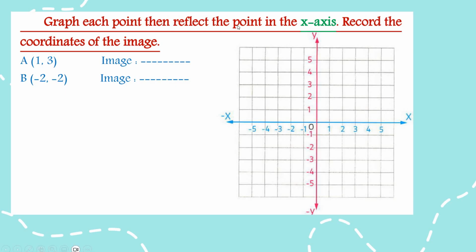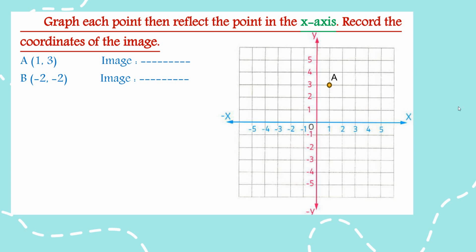So we have here this example. Graph each point, then reflect the point on the x-axis. Record the coordinates of the image. So if I have here the point (1, 3), where can I see (1, 3)? Okay, 1 means how far from the origin to the right or to the left? So 1 means I will go to the right, one place. Then 3 means I will go up or down from the origin again. So I will go 3 places up. So this is A, (1, 3). So what about the image of A?